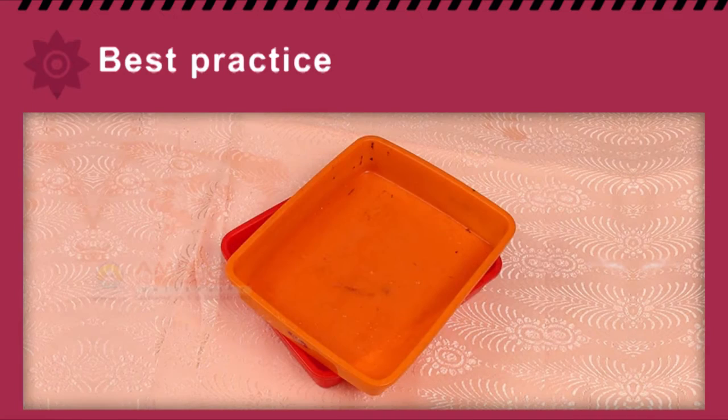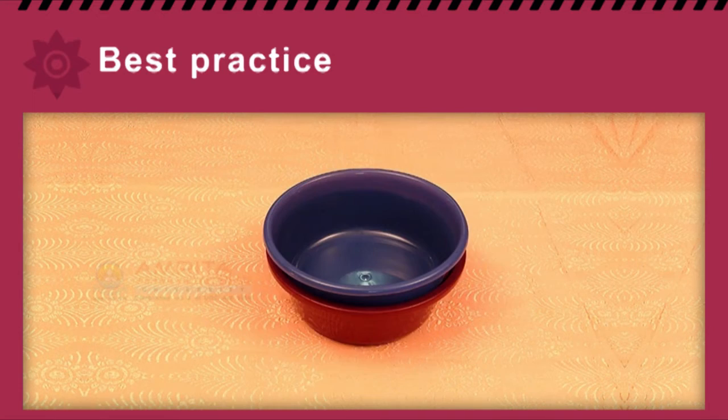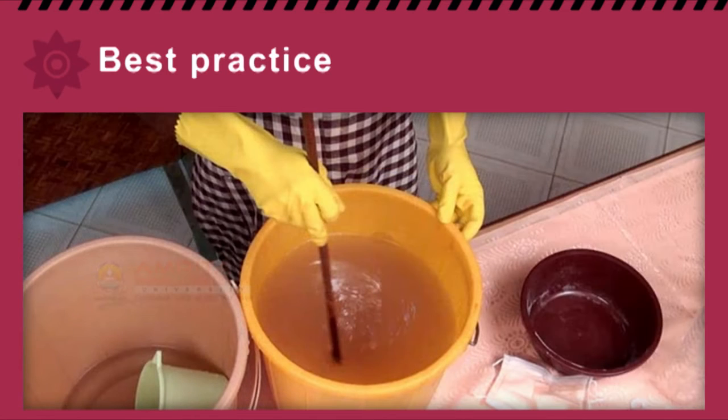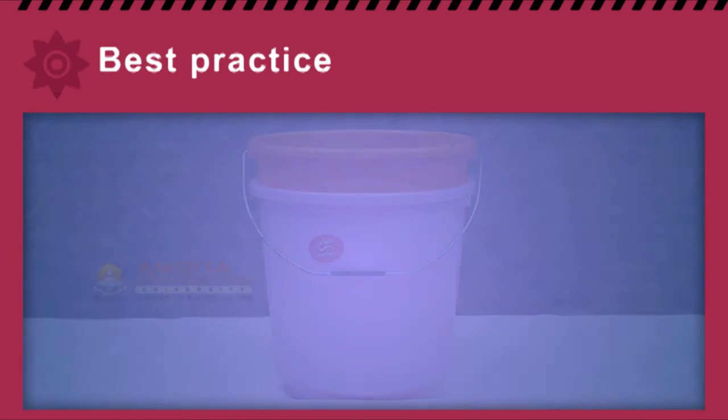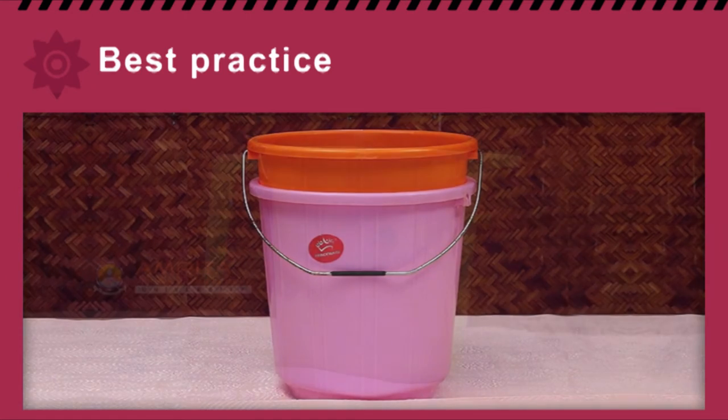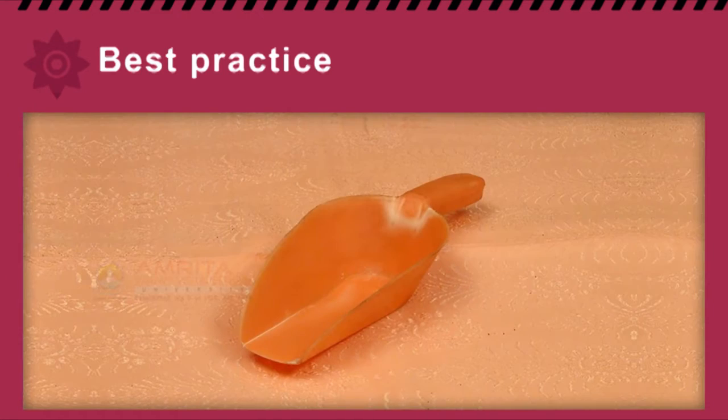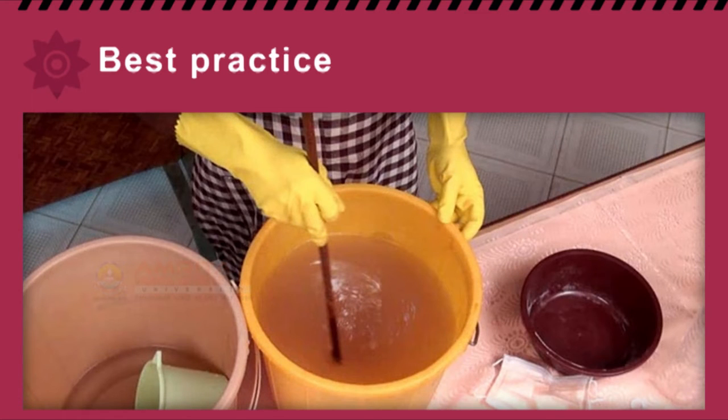Always use bigger containers that can hold more than the required amount of ingredients so that there is ample space in the container to stir it well without spilling the solution outside the container. The materials that you use for making soap oil, like buckets, mugs, and scoop, should be dry and not wet because caustic soda becomes a harmful chemical if it gets wet.